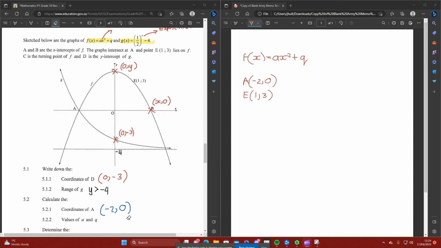Okay, the next question we're going to have a look at is we're trying to find these values of A and Q. So we're actually trying to figure out what the values are in this parabola. Conveniently, we're missing 2 values, A and Q. When we're missing 2 values, it means we need 2 equations and 2 points to solve it. So we've got point A and point E.